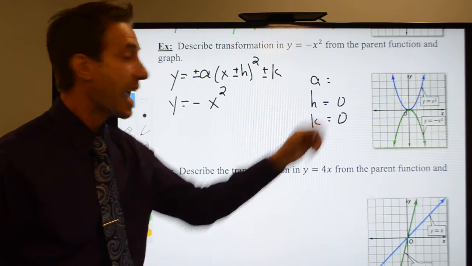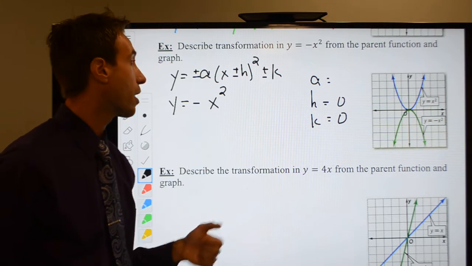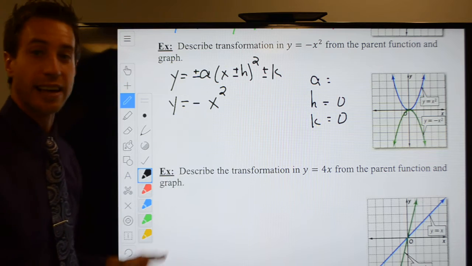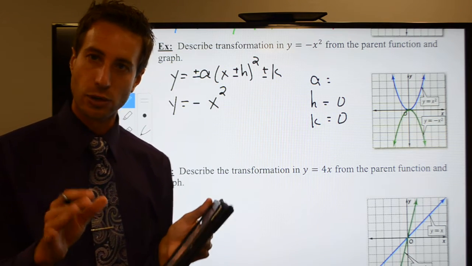If I have an a, it's going to be in front of the x squared, and look there, I do. Now this one is a little tricky though.